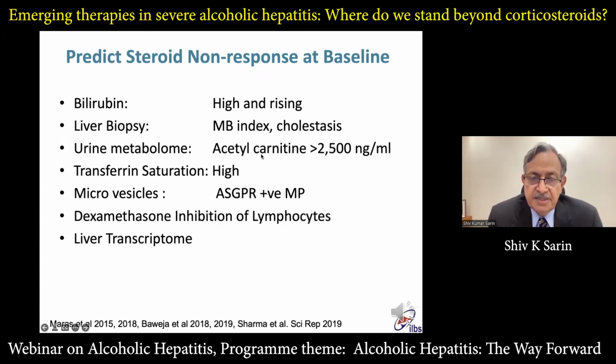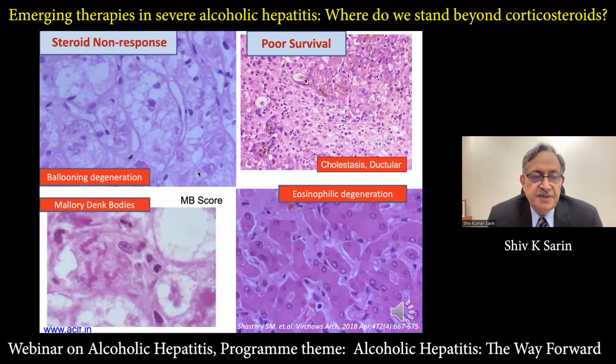Urine metabolome is routinely done: acetyl carnitine of more than 2,500. High TSI. Presence of ASGPR positive microparticles, and a liver transcriptome, about which Dr. Singhal said, where the steroid receptors are downregulated and processing of steroids is not there, then we say non-response. So here, presence of ballooning degeneration and Mallory-Denk bodies gives us an MB score which we use. Presence of cholestasis or eosinophilic degeneration, such a patient should be rapidly evaluated for transplant.